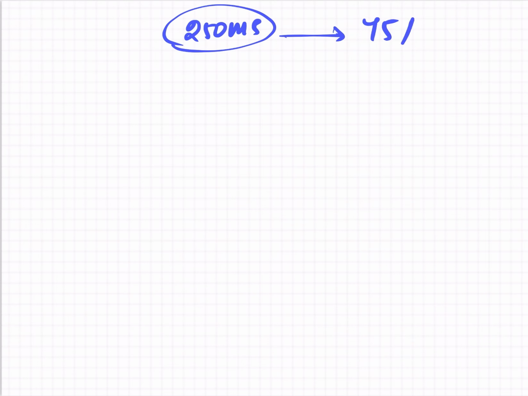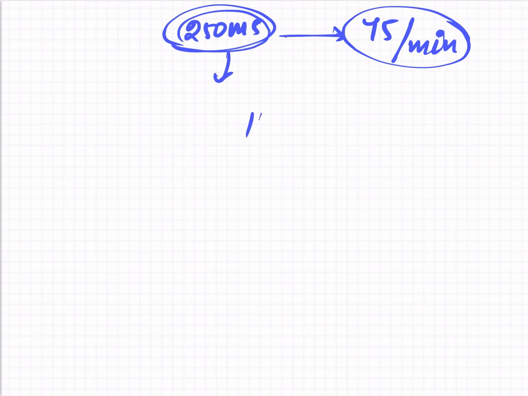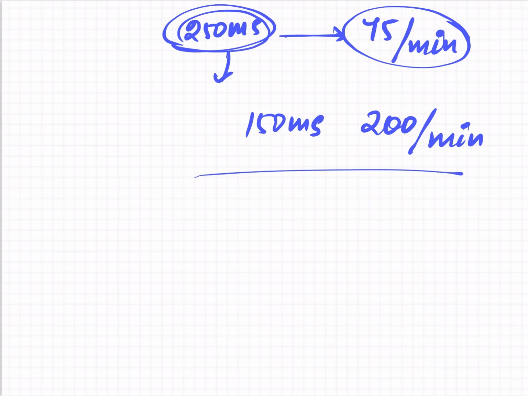Now let us talk about the duration of this action potential. How long does it take? The duration is 250 milliseconds if the heartbeat is 75 times per minute. As the heartbeat keeps increasing, this duration will decrease. For example, it might become 150 milliseconds if the heart rate is 200 beats per minute. This is the duration of the cardiac action potential.